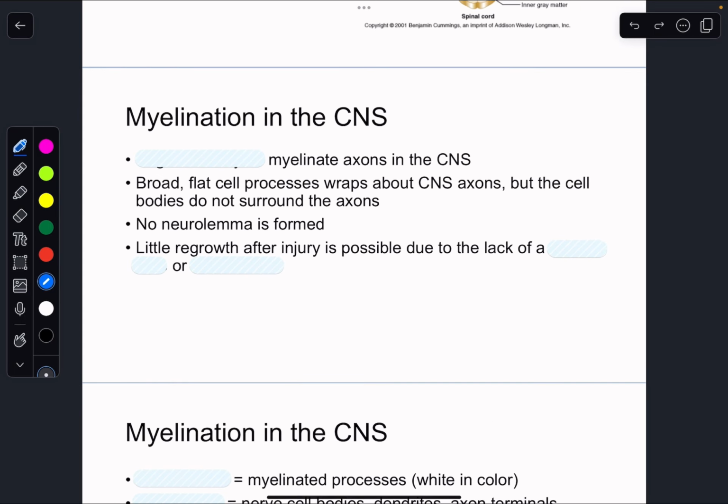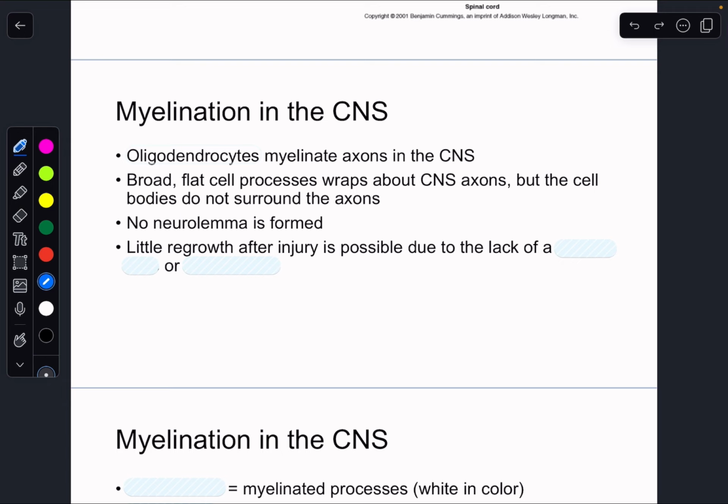Myelination in the central nervous system. So the oligodendrocytes, as I've previously gone over, myelinate axons in the central nervous system. It is broad, flat cell processes that wrap around CNS axons, but the cell bodies do not surround the axons. So no neurolemma is formed. Therefore, little regrowth after injury is possible due to the lack of a distinct tube or neurolemma.